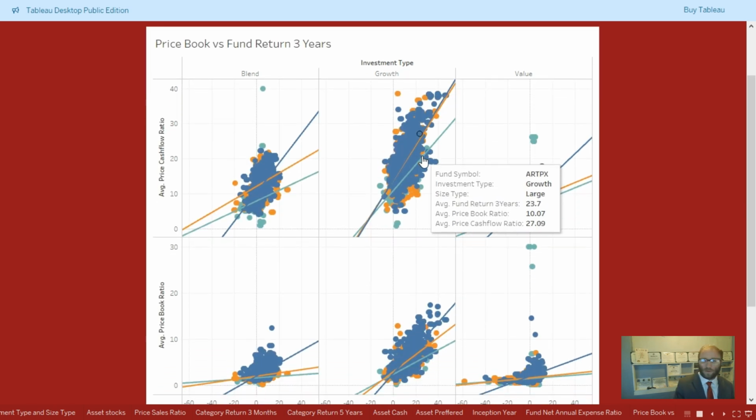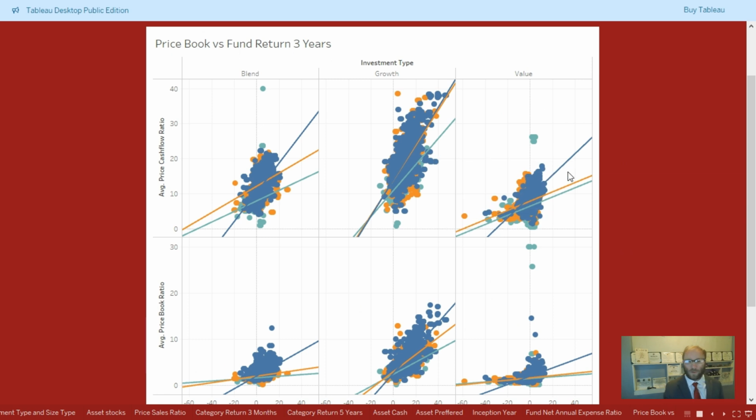One interesting piece of information we found going through the data is that the price to book and price to cash flow ratios had a strong correlation with returns, especially the 3-year return. This information is important to consider when you're looking at funds to invest in for fund yield, due to their high correlation with each other.